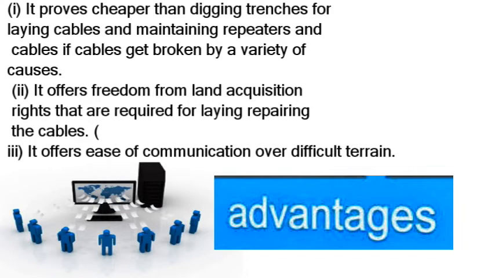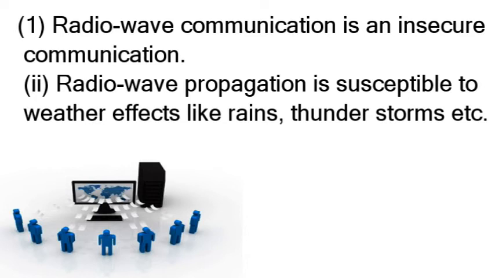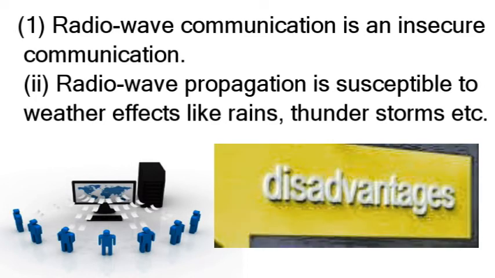Some of the functionalities and advantages of radio waves and microwaves are similar because both are kinds of waves. The difference is the transmission medium. In the microwave, the transmission medium was transmitter, receiver, and atmosphere. In this case, we have a transmitter and a receiver. Next, the disadvantages. Radio wave communication is an insecure communication. Similarly, as we talked about microwave, it was an insecure communication.